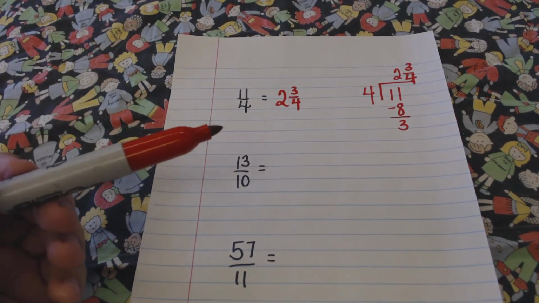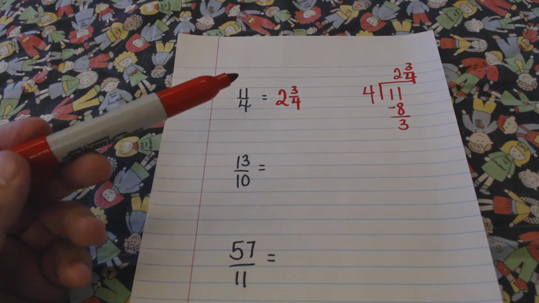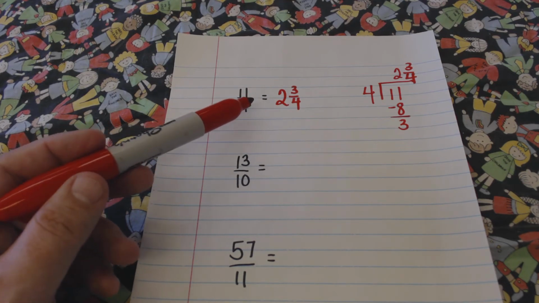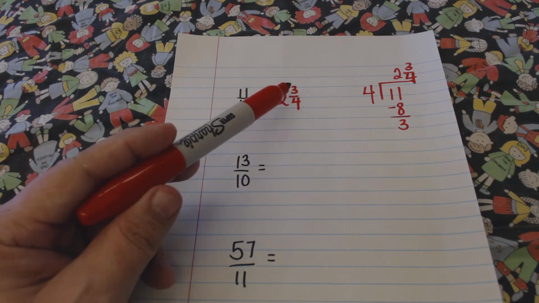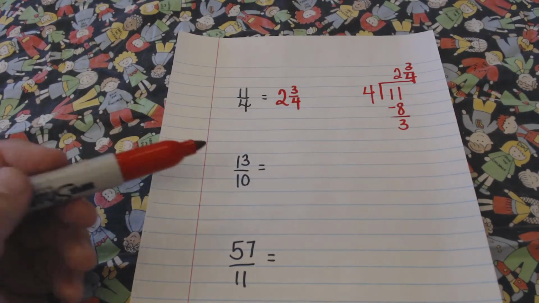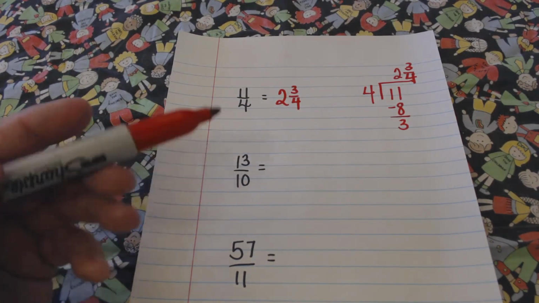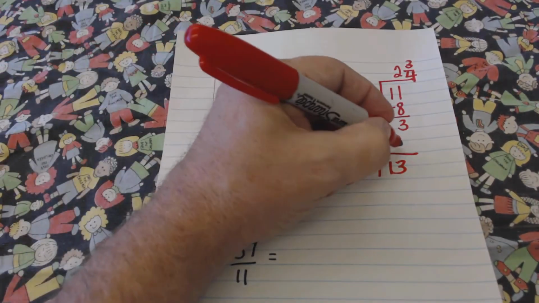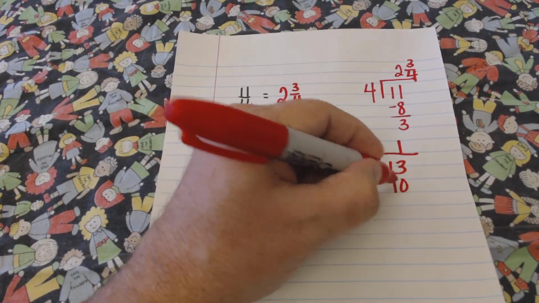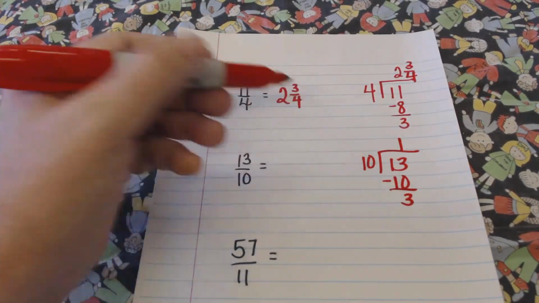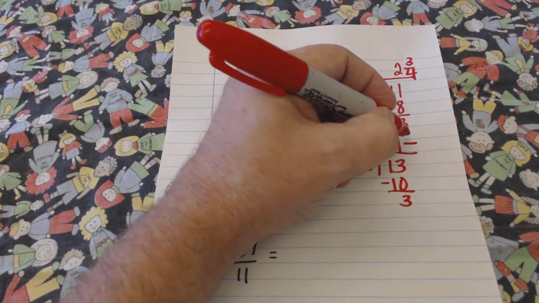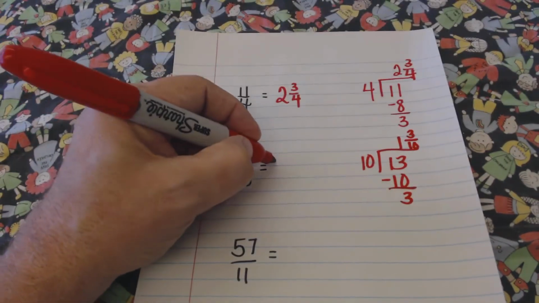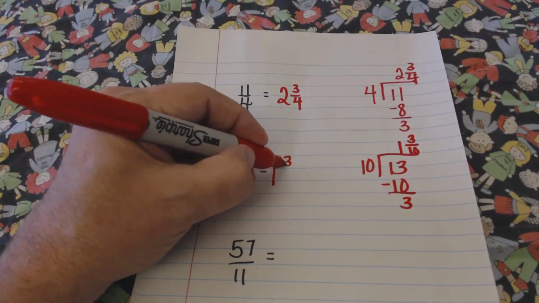The more that we do of these, the better the boys and girls will become at being able to do these in their head. They'll be able to say 11 divided by 4 is 2. 2 times 4 is 8, so 3 more will get us to 11. What about 13/10? The same thing. 13 divided by 10. How many 10s are in 13? That would be 1. 1 times 10 is 10. 13 minus 10 is 3. 3 is less than 10. So 3 will be our numerator. 10 will be our denominator. So 13 tenths is the same thing as 1 and 3 tenths.